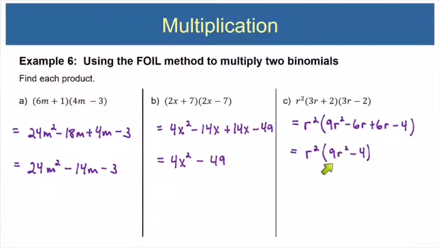And now we can distribute the r squared with the least amount of trouble. So r squared times 9r squared is going to be 9r to the 4th, and r squared times minus 4 is going to be minus 4r squared.